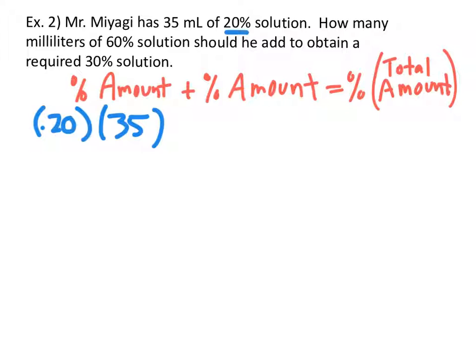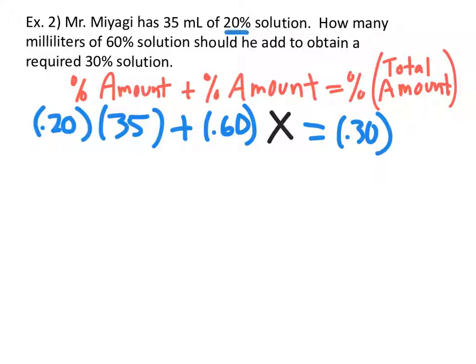What else does it say? It says how many milliliters of a 60% solution should he add? So he needs to add how much? We don't know, but we know that it's 60% strong, so that's 0.6 or 0.60. And like I said, we don't know the amount. It says how much does he need to add? So that's why we put X right there. And of course, this equation is going to equal a new percentage. What's the percent that he wants to obtain? 30%. So that's why we have the 0.30 right here.